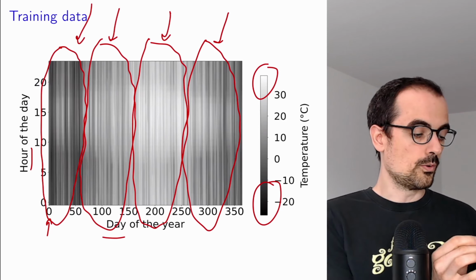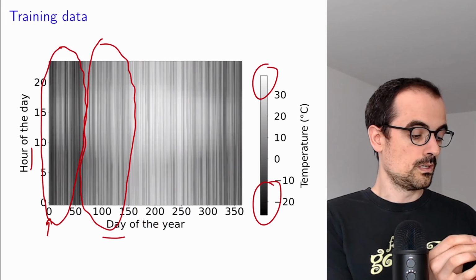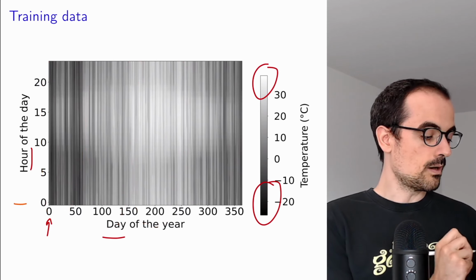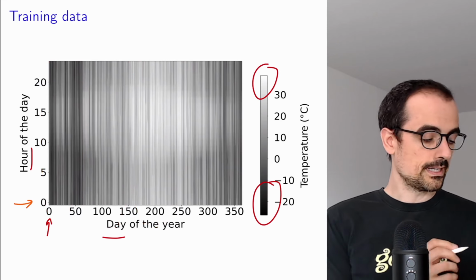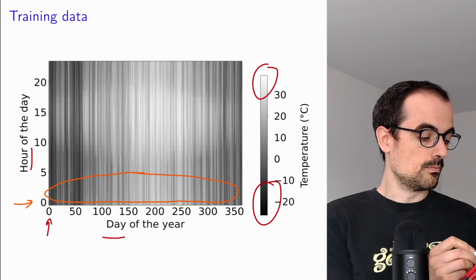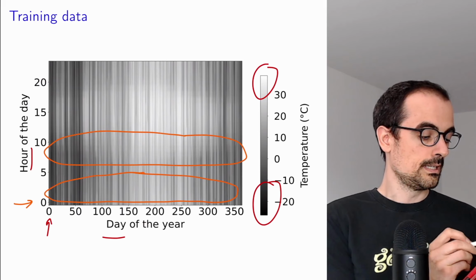If we look at it the other way, let's look at the other feature, which is the hour. This is midnight, so basically this is the night, this is the morning, this is the day, and this is the evening.